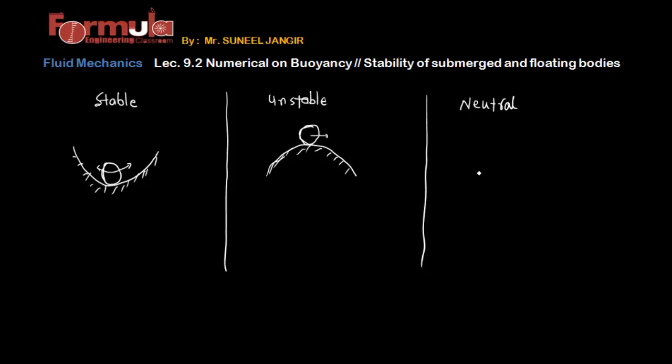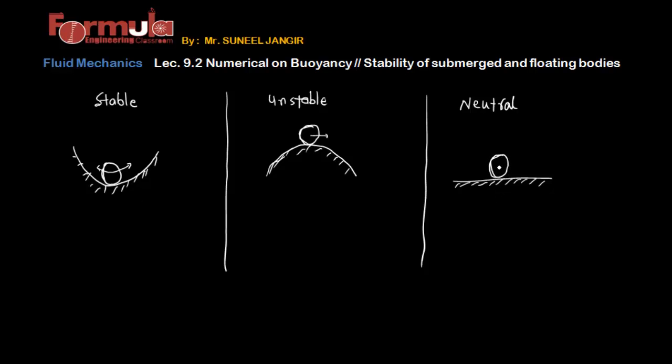Now the third category we are defining is neutral equilibrium. So what is neutral equilibrium? We can provide the definition that if after the initial disturbance there are no net forces and moments working on the body and the body gains some new position, then it is defined as neutral equilibrium. We can say that this is our flat surface and the ball is here.